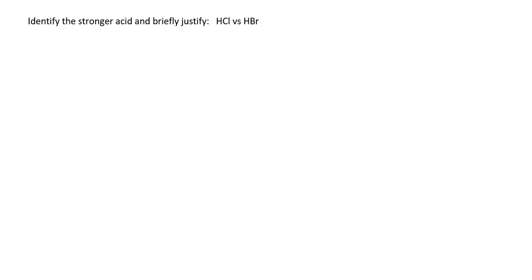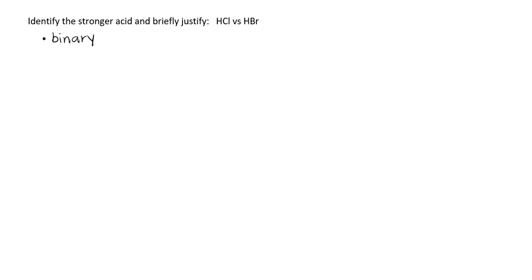So in this example, we are comparing HCl and HBr. The first step is we identify if the acids are binary or oxo. We notice there is only hydrogen and 1 other element in each acid, so these are binary acids.